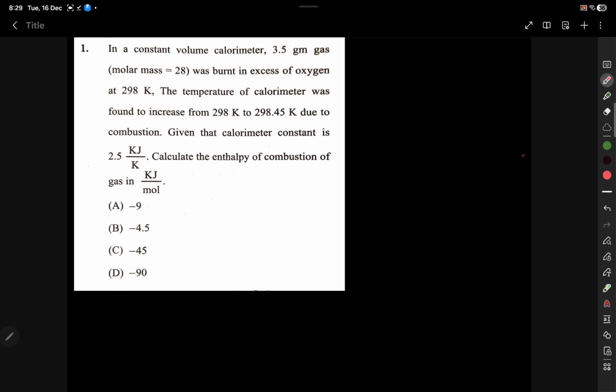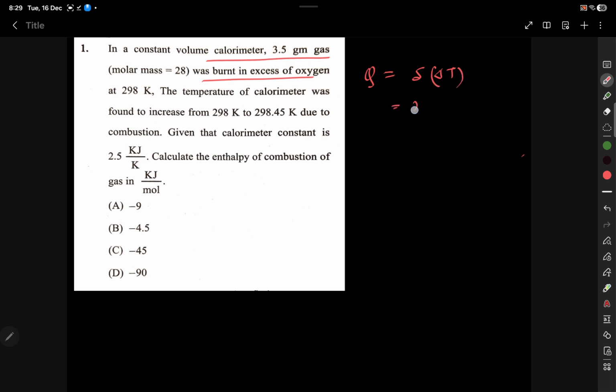So this is a question: in a constant volume calorimeter, 3.5 gram gas was burnt in excess of oxygen to 298 Kelvin. The temperature of the calorimeter is given. Given the calorimeter constant, you need to calculate the enthalpy of combustion. So enthalpy of combustion means whatever energy is released from the burning of the gas will increase the temperature of the calorimeter. The temperature of the calorimeter will increase by Q is equal to M into S, or basically Q is equal to S into delta T.